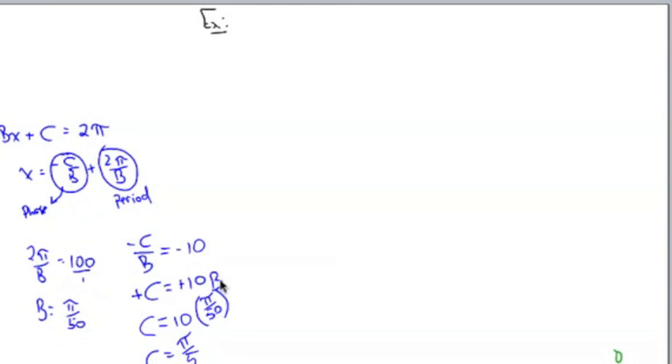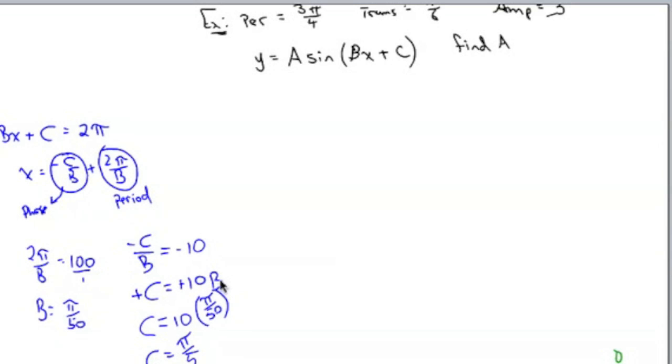Let the period equal 3 pi over 4, and let the translation be positive pi over 6. The amplitude is 3. Let's make this one a sine function. It really doesn't matter. I'll give you this part, everything in black. Now you have to come up with the rest of it. Find me A, B, and C.